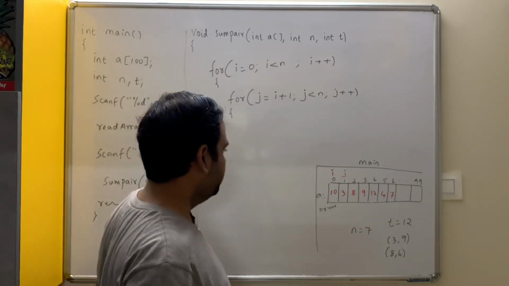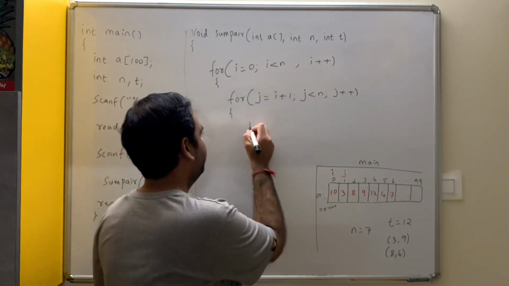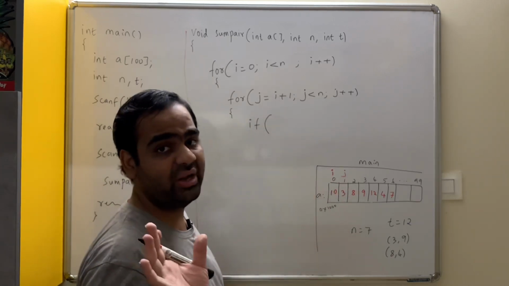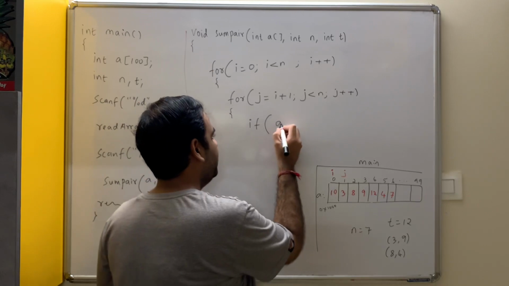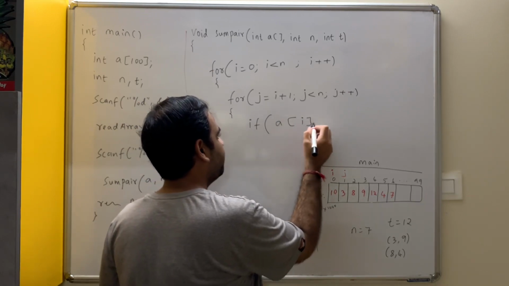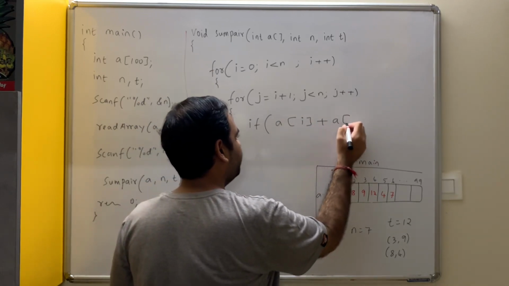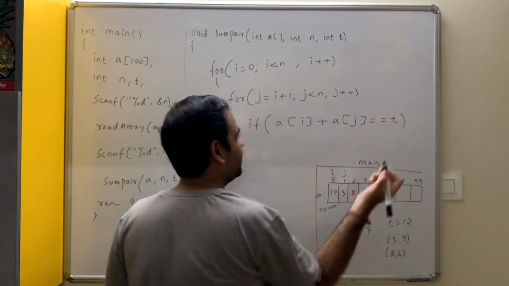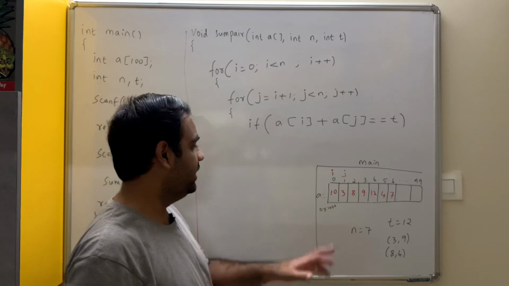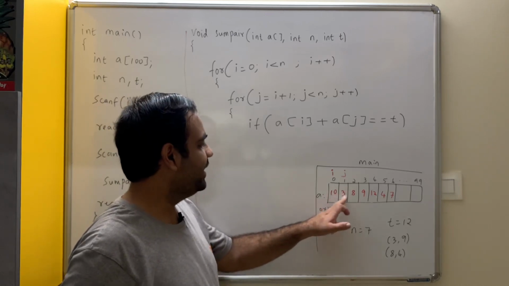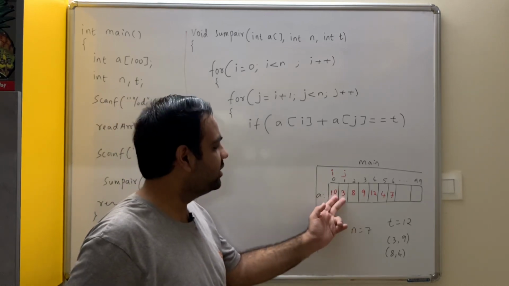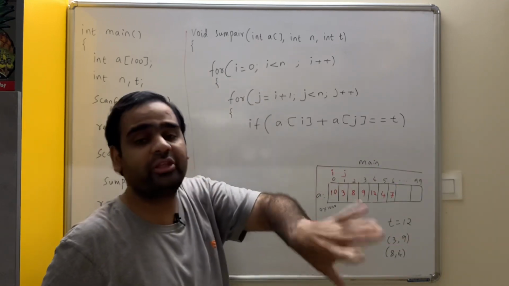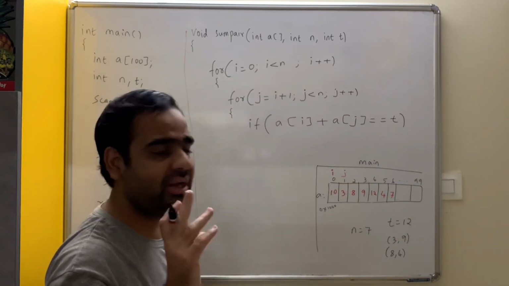Okay, now you check what I need to write: is 10 plus 3 equal to 12 or not? How do I write 10 plus 3? You say a of i plus a of j is equal to t. Now a of i is 10, a of j is 3, 10 plus 3 is 13, is it equal to 12? No. If it was equal to 12, then it would have been a valid pair.